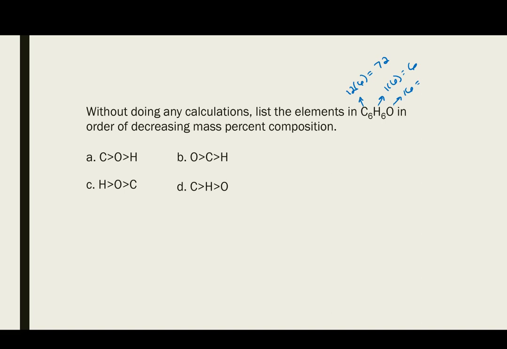So very clearly, when you do that, you can see carbon is the highest, which immediately gets rid of B and C. And you can see that oxygen is the next highest because that's 16 out of the total. And so the answer there is A. And that's percent composition.